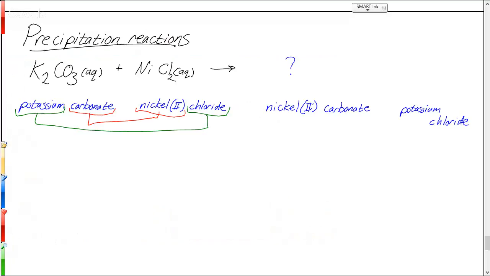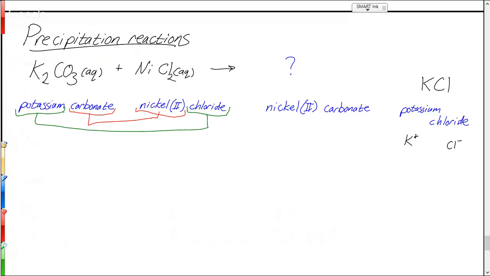The reason I did it by names first is because it's not as simple as just switching them with their subscripts. We have to figure out new subscripts for the new compounds. So we can't just take that K2 and put it with the Cl2. We have to reconfigure that. So let's start with potassium chloride. That's easier. We know potassium has a charge of what? Plus 1, and chloride? Minus 1. So what's that formula? KCl.